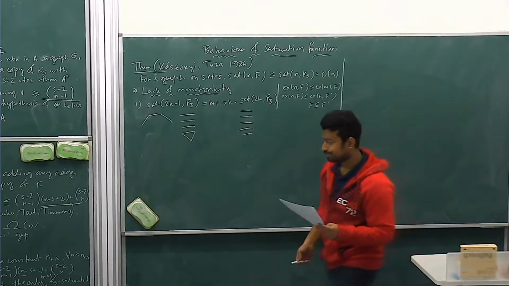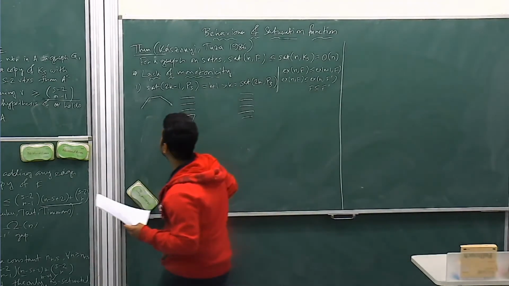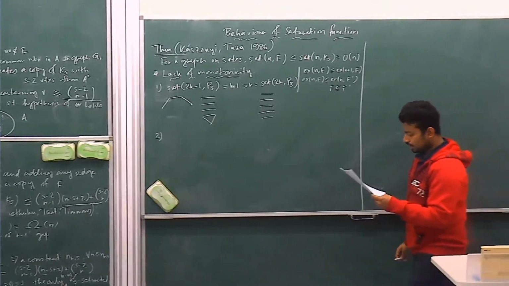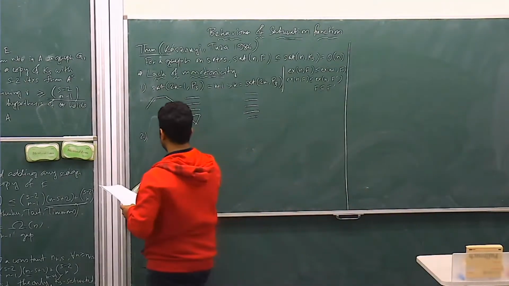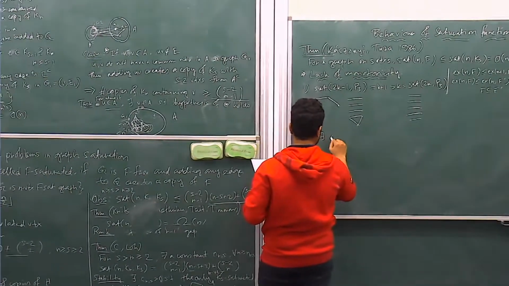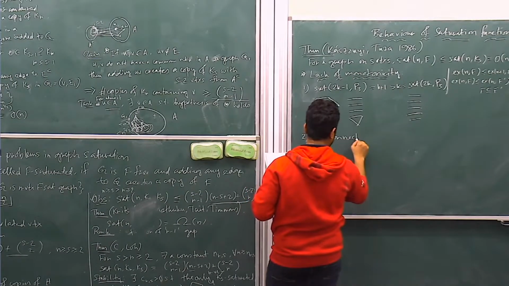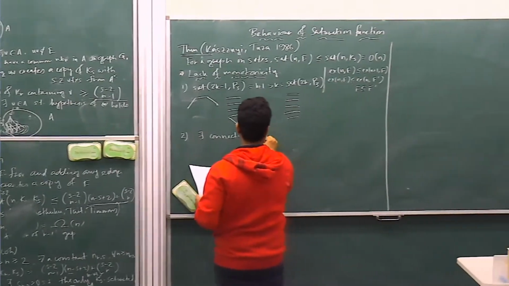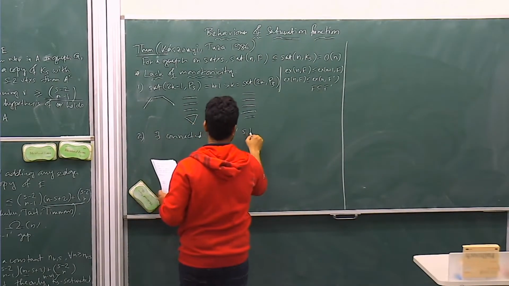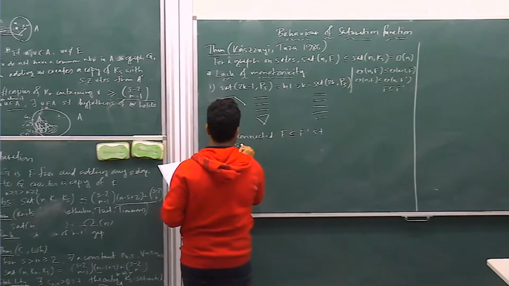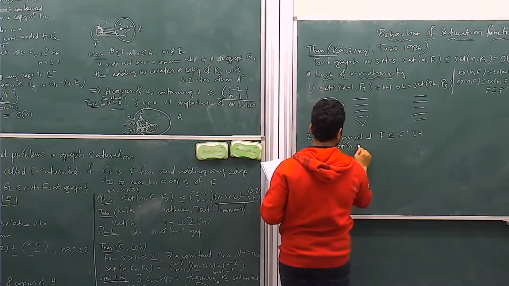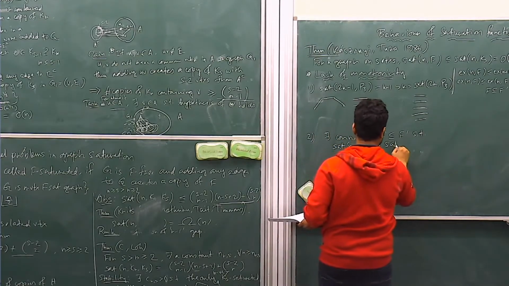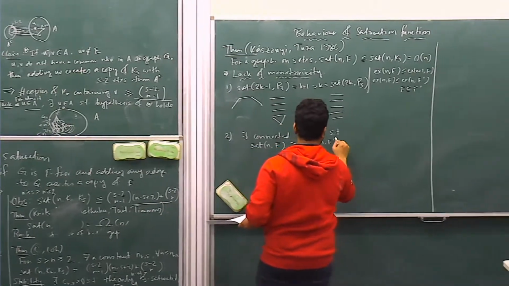Okay. And there exists a connected F subset of F prime such that sat(n, F) is the other way, strictly greater than sat(n, F prime) for large n.